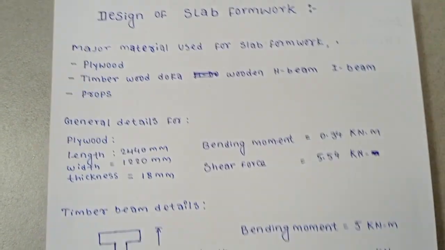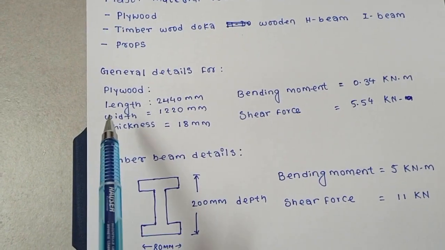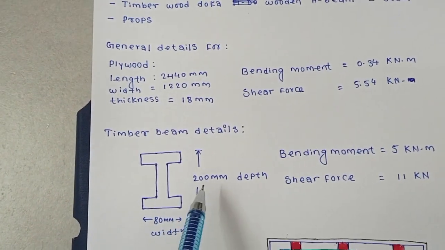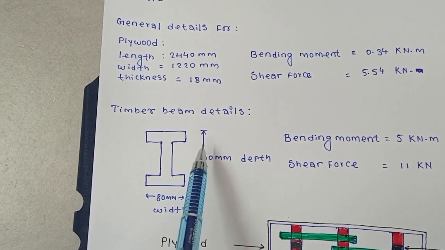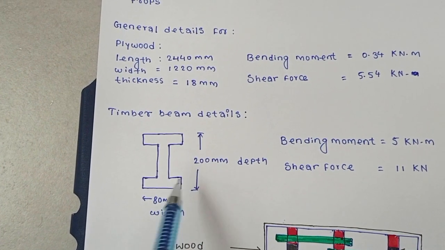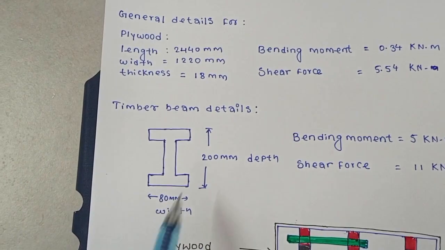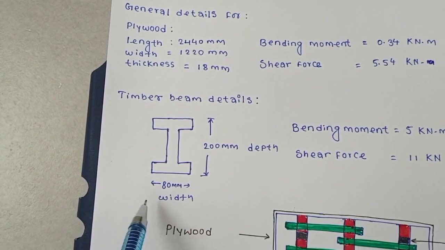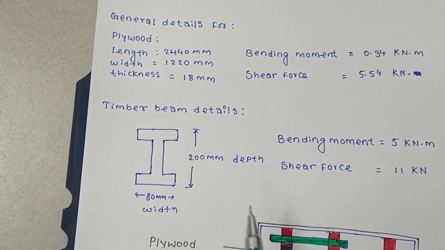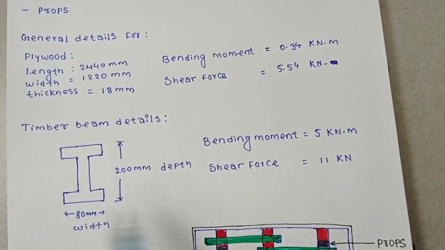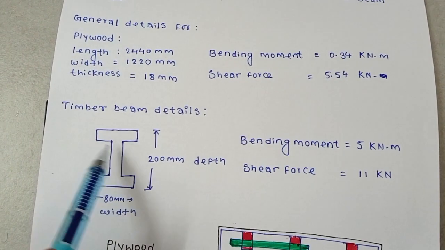So now, that is for the plywood and this is for the timber beam detail. This is the depth of, we can say, an H doka, I doka, or H beam, I beam. This is the 200 mm depth and 80 mm width, that can vary according to the requirements. This is the bending moment and shear force of this material.